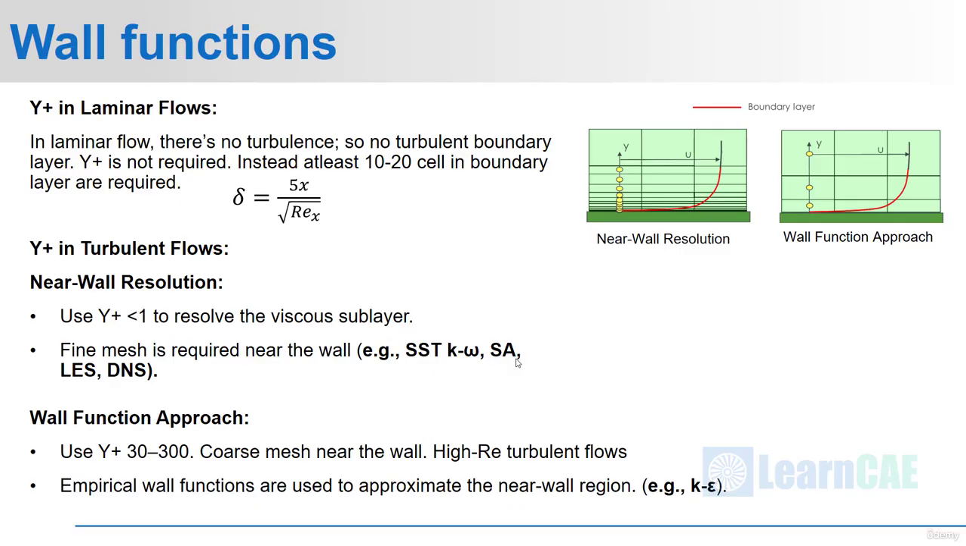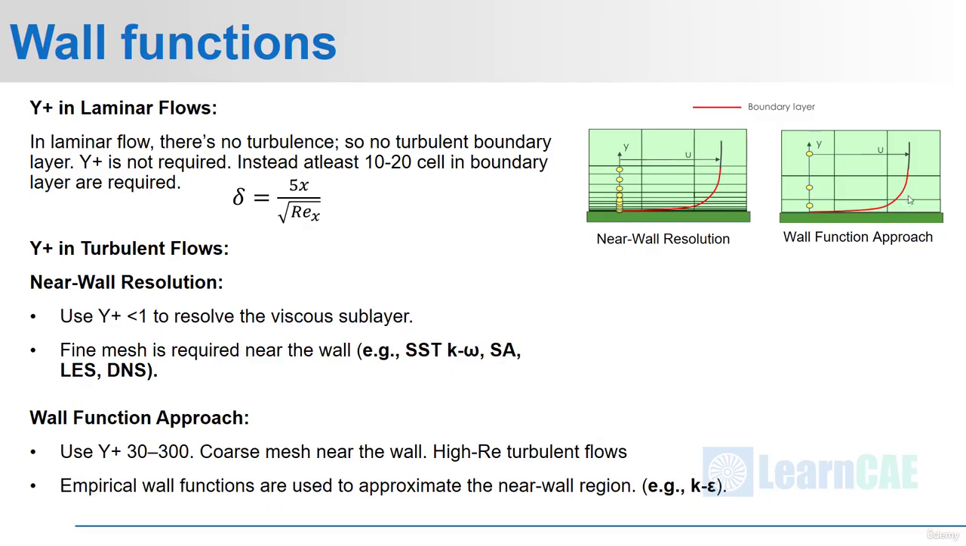We will see about these in detail. Next, if the wall function approach is used, we have to specify Y plus in the range of 30 to 300 and there will be a coarse mesh near the wall. This is used for high Reynolds number turbulent flows. Empirical wall functions are used to approximate the near wall region. For example, the standard K epsilon model uses the wall function approach.